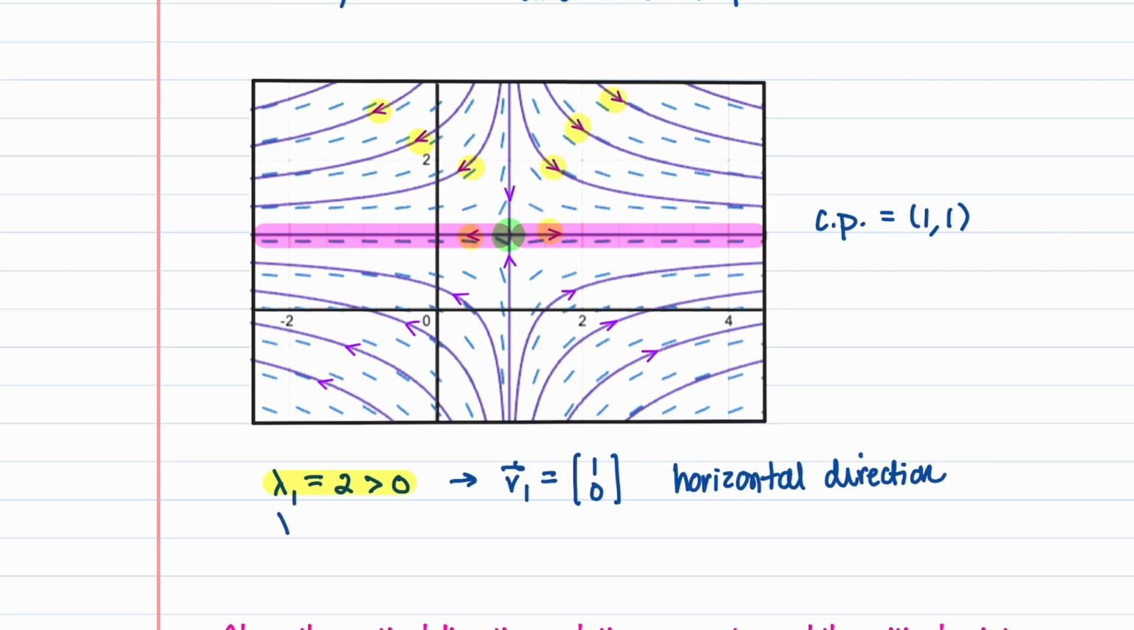Now let's let our second eigenvalue, lambda 2, be negative 1. This is less than 0. The eigenvector that corresponds to this eigenvalue is equal to the vector 0, 1, which is the vertical direction. Let's go ahead and write that down. This is our vertical direction.